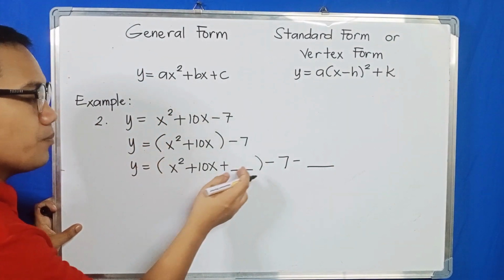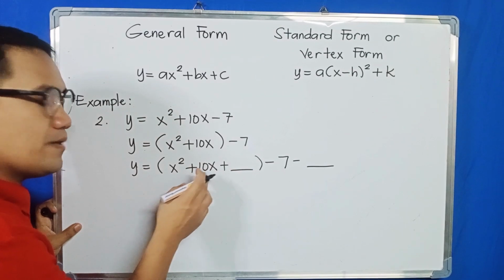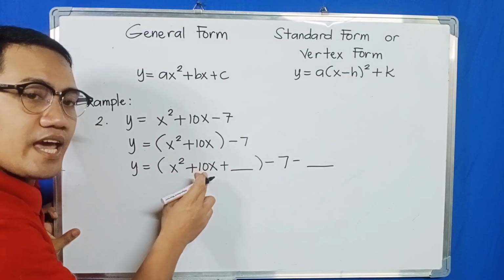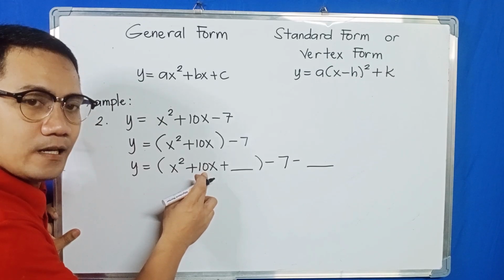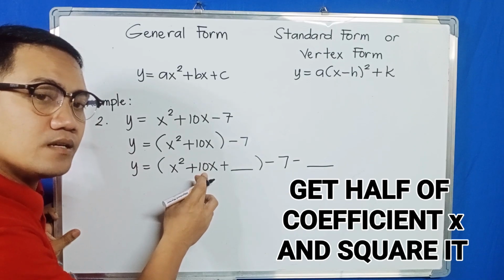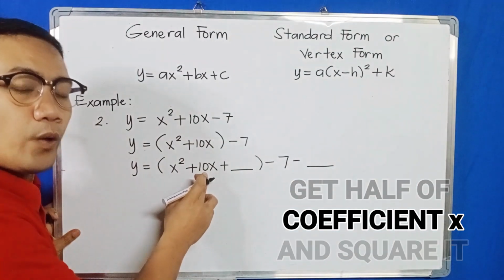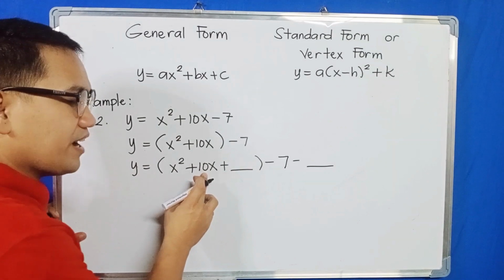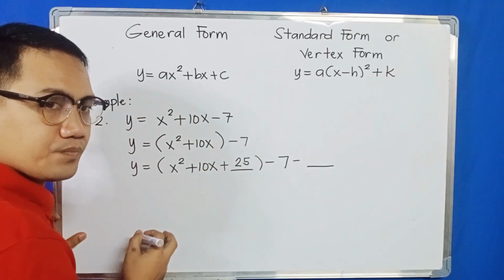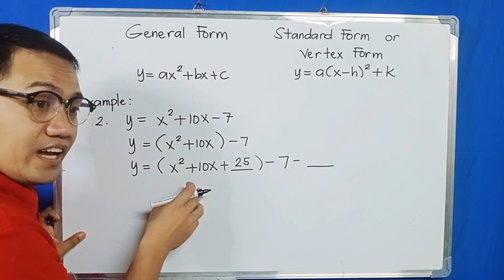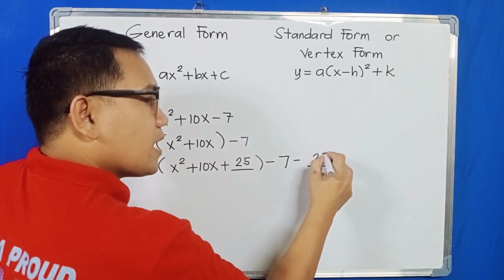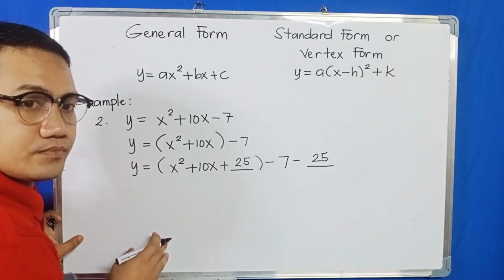So here, to make this one a perfect square trinomial, we will get half of the coefficient of x. X here has a numerical coefficient of 10. So we will get half of 10, that is 5, then square it. Squaring 5, that would be 25. Because we added 25 in this expression, 25 now will be subtracted from our constant.